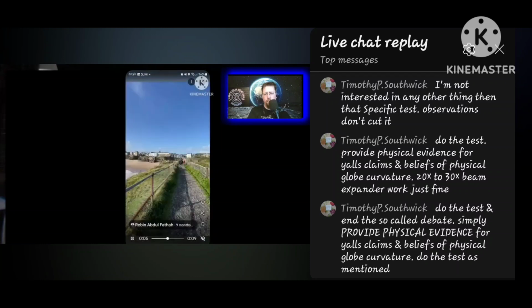So now you can see Timothy starting to get frustrated because I'm showing him physical curvature and he's trying to claim I'm not. But I am providing physical evidence of the curvature of the Earth, but he's just not accepting it. Timothy's only willing to accept evidence from his experiment that he has made up in his head because he thinks it's the only valid one, but it's not.